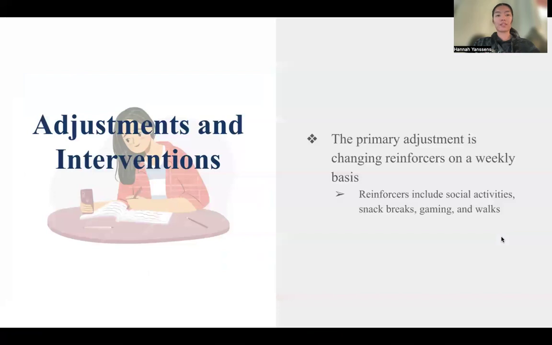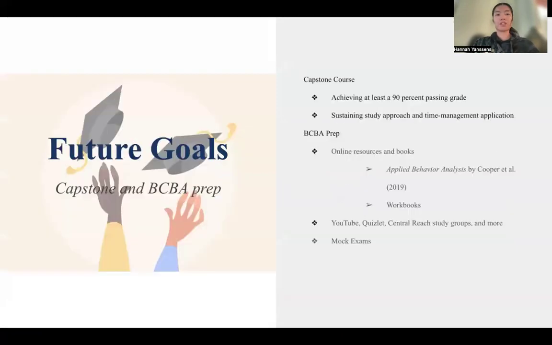And then my interventions and adjustments, like I mentioned previously, are just rotating out the reinforcers evenly to avoid satiation. And then my future goals for the capstone course, ABA 670, include achieving at least a 90% passing grade, and then sustaining the same study approach for acquisition timings and fluency timings to best utilize and create an optimal time management application.